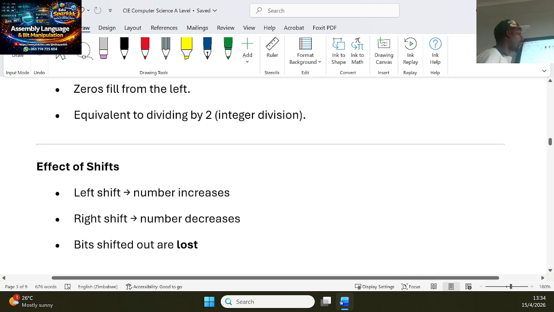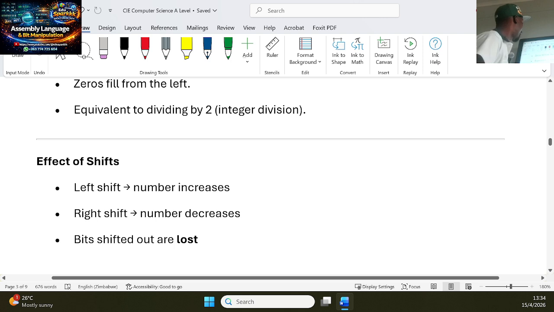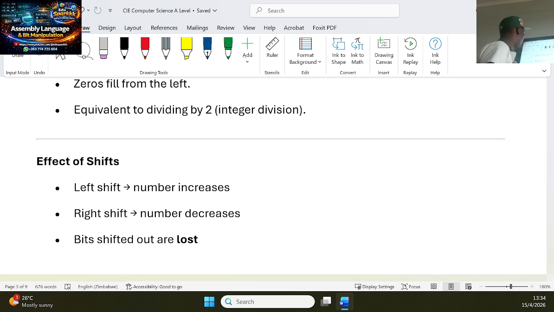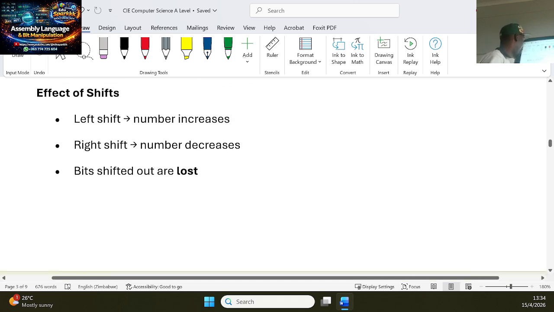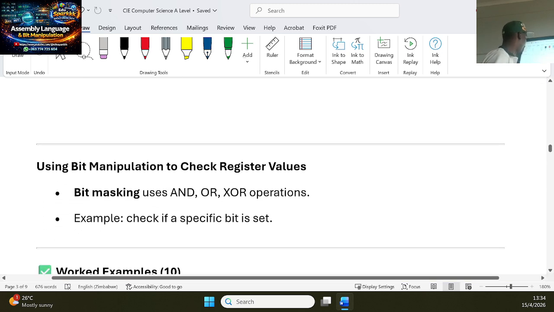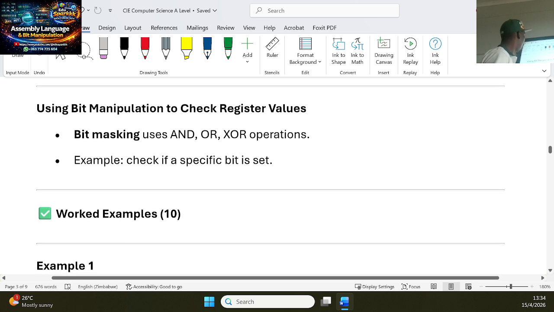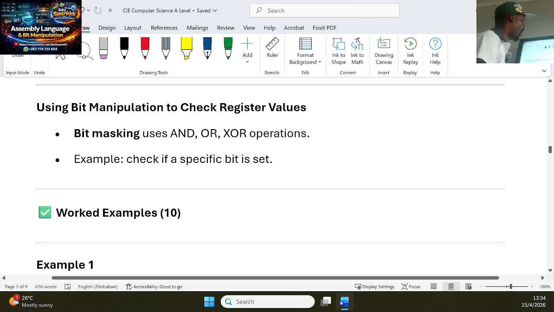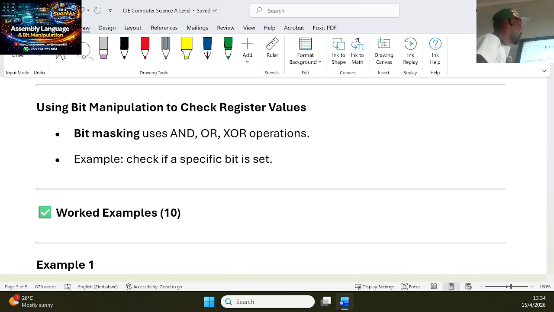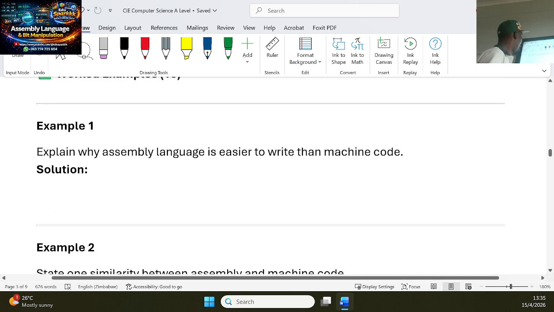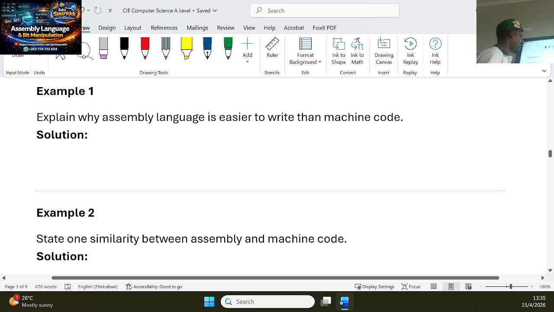So what's the effect of shifts? If we are shifting to the left, then the number increases. If we shift to the right, it decreases because we'll be dividing by 2. Now, bits shifted out are actually lost. Then with that information, we can talk of bit masking where we use AND or XOR. We want to check if a specific bit is set. Then I'm going to take you through the following 10 examples with the discussion that we did earlier.